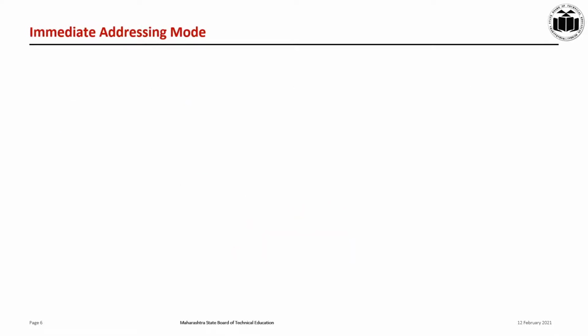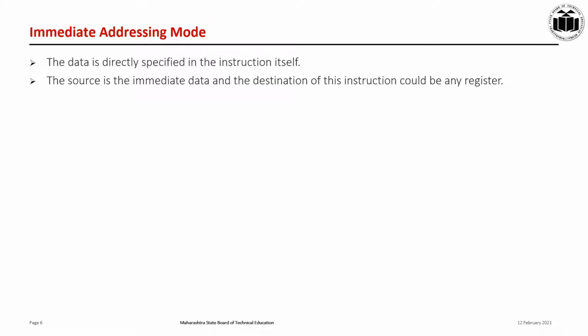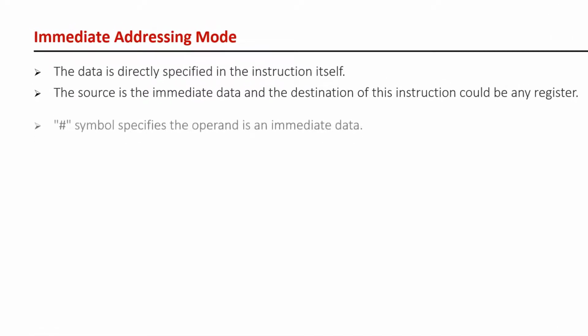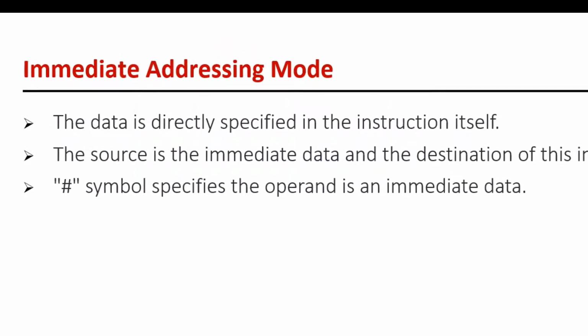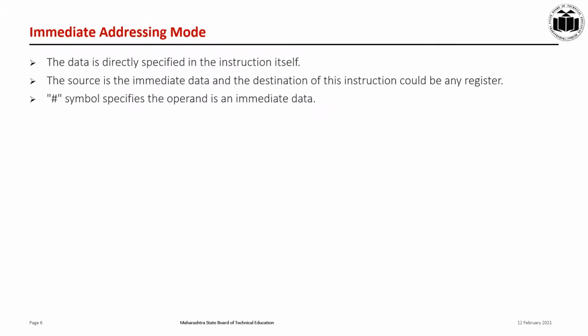Immediate addressing mode. In this addressing mode, the data is directly specified in the instruction itself. The source is the immediate data and the destination of this instruction could be any register. The hash symbol specifies that the operand is immediate data on which the operation is to be performed, and the result will be stored in the destination register.